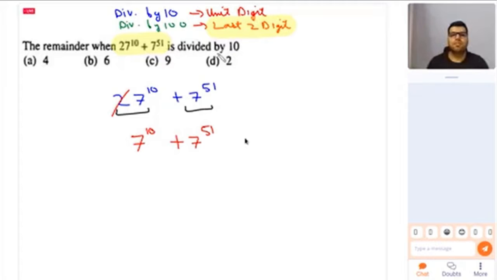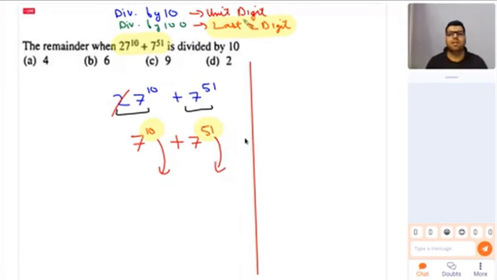So the method for calculating unit digit if the last digit is 7 is that the cyclicity of 7 is 4. So what you simply do, you replace these particular powers 10 and 51 by their remainders with 4. So this becomes 7 raised to power, remainder of 10 with 4, which is 2, plus 7 raised to power, remainder of 51 with 4, which is 3.